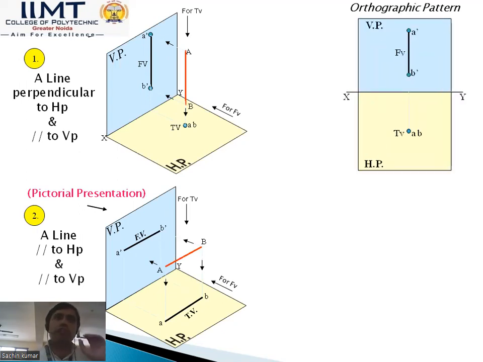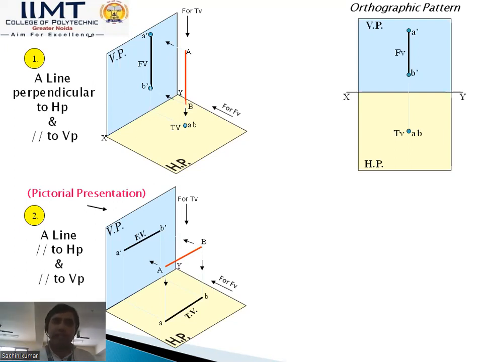In the first case, we discussed a line perpendicular to HP and parallel to VP. In that case the front view is the true length, that is, the XY length. The front view is always above the XY line and perpendicular to XY. So A dash B dash is the front view, and the top view is a point, A and B. That is the pictorial orthographic projection of the line in the first case.